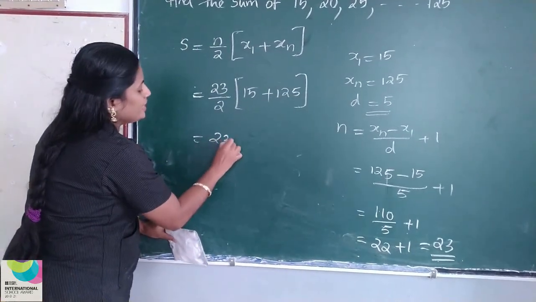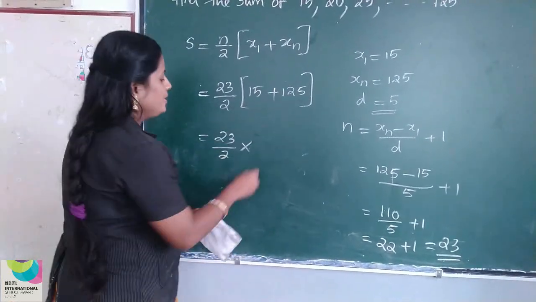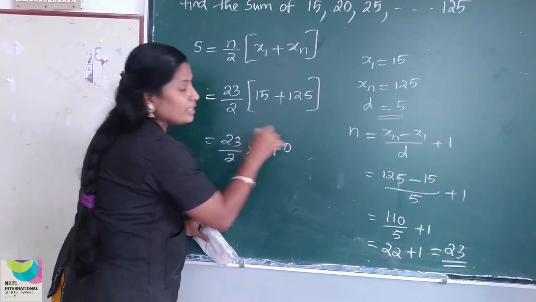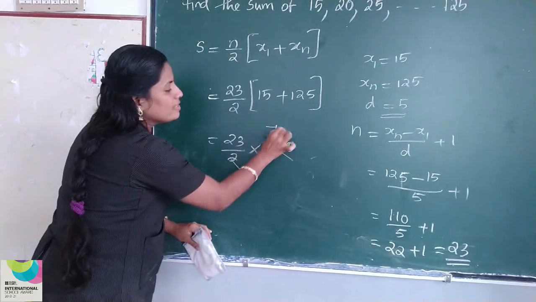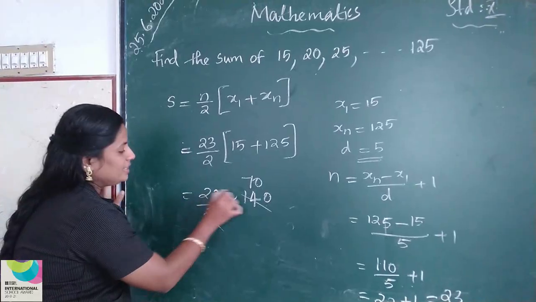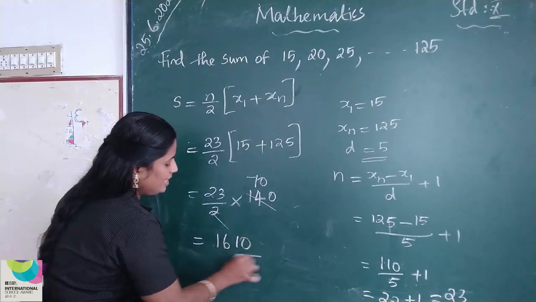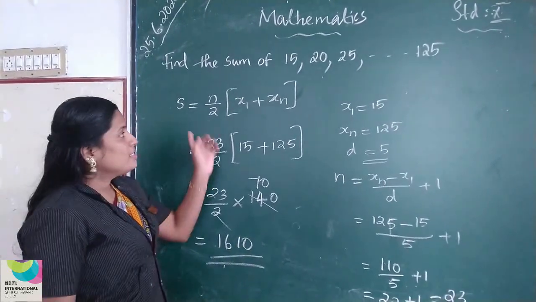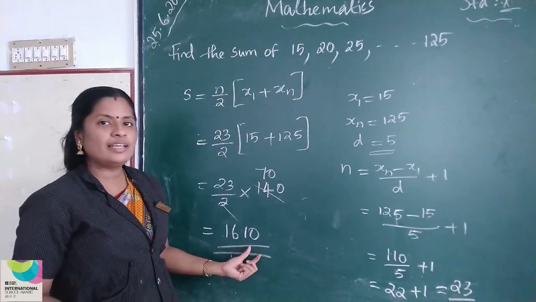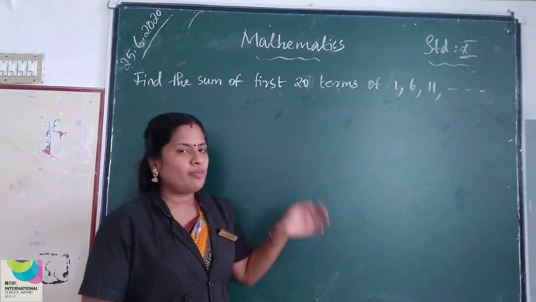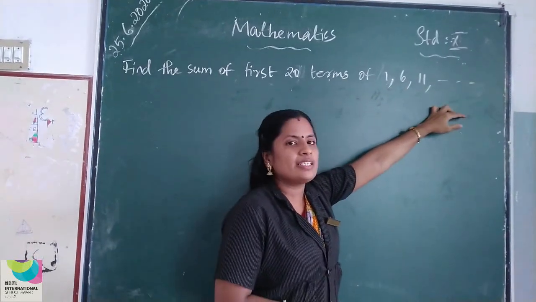23 by 2 into (15 plus 125), that is 140. We can cancel 2 into 70. So the answer is 23 into 70, that is 1610. The sum of this sequence is 1610. Next problem. Find the sum of the first 20 terms of 1, 6, 11, etc.